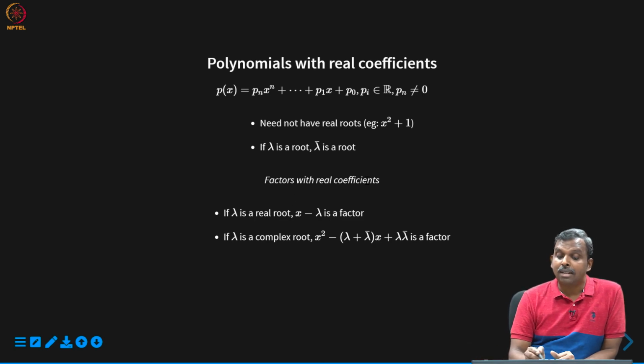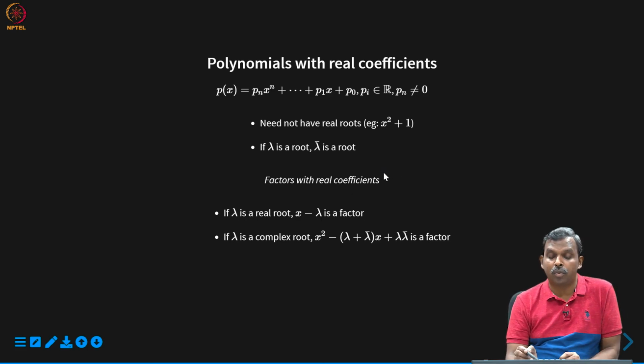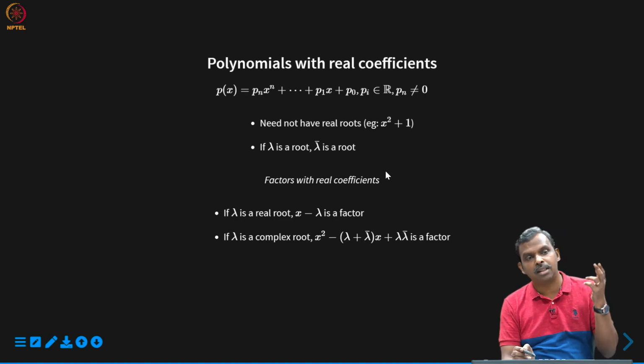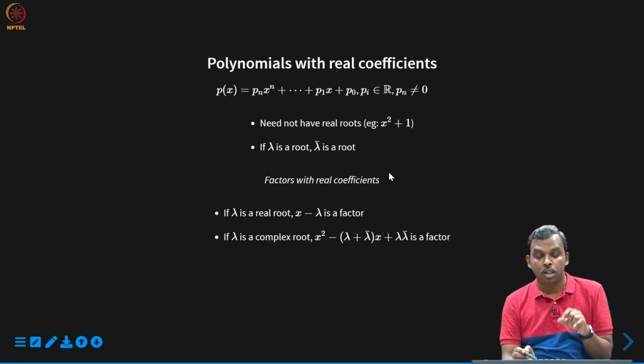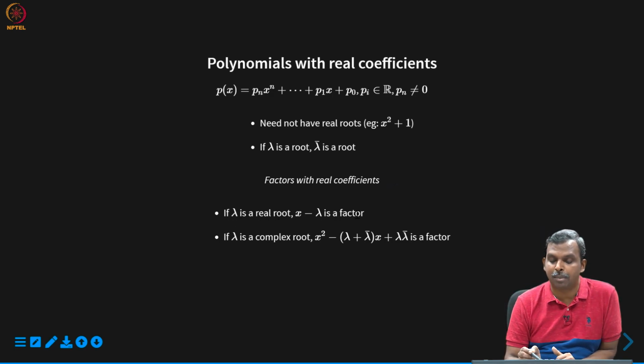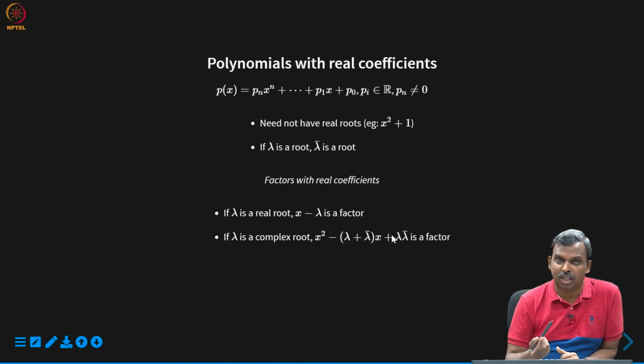So what about factors with real coefficients? Supposing I have a real polynomial and I want factors with real coefficients. Since real numbers are inside complex numbers, I can always factor into complex roots and get linear factors. Now on the other hand, if I want factors with real coefficients, can I do it? It turns out it's possible. If lambda is a real root, x minus lambda is a factor, that we saw before. If lambda is a complex root, x squared minus this guy is a factor. How did I get this?